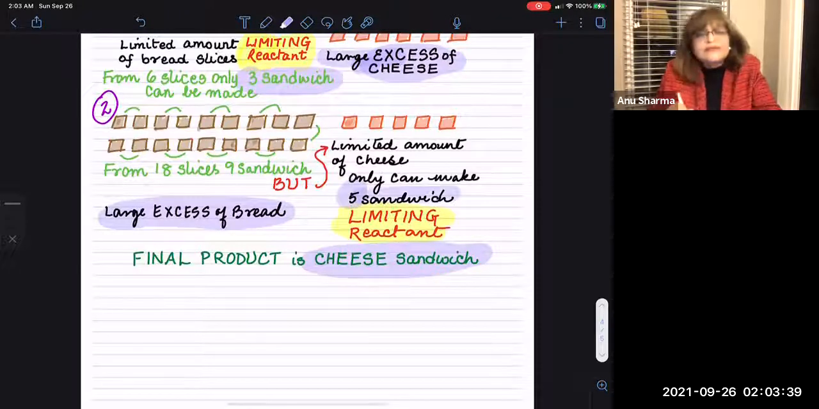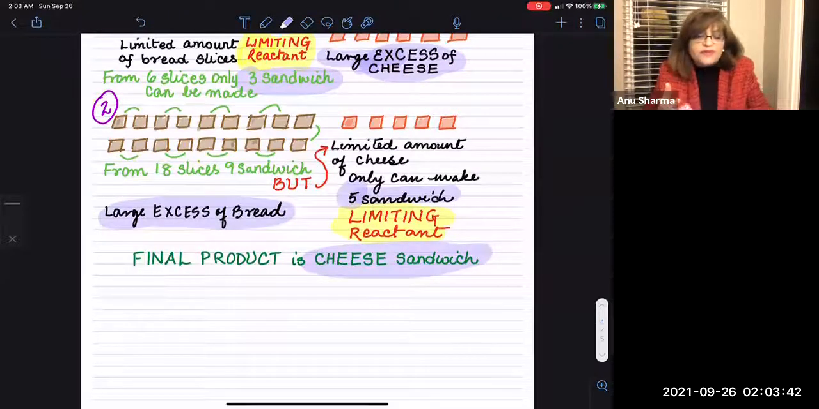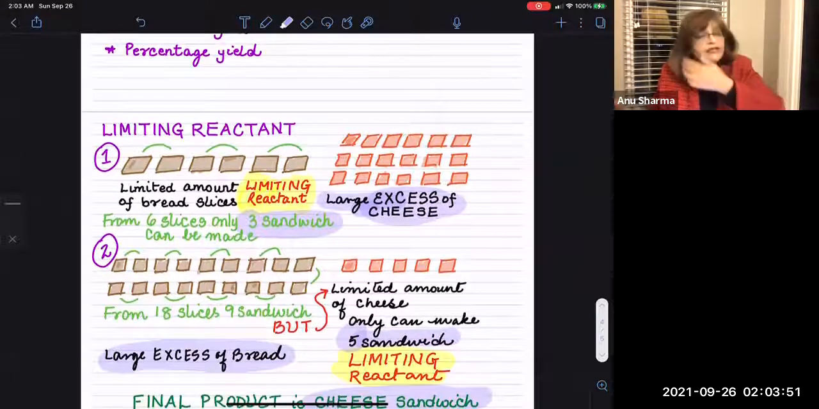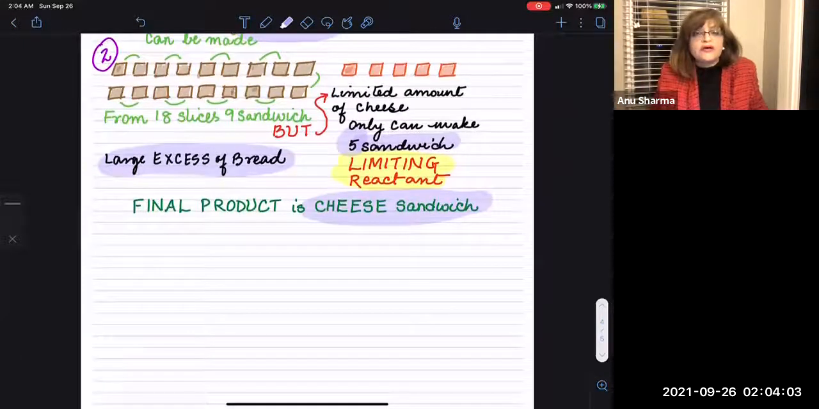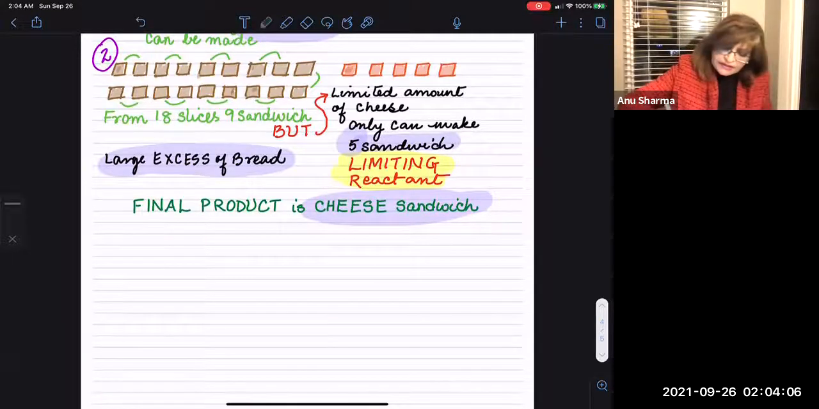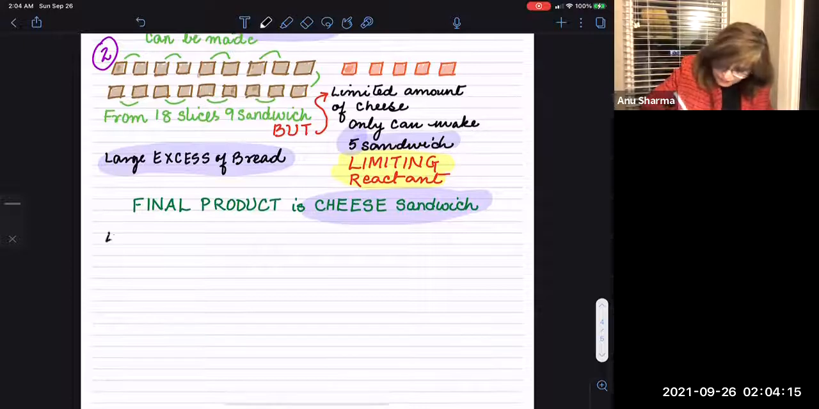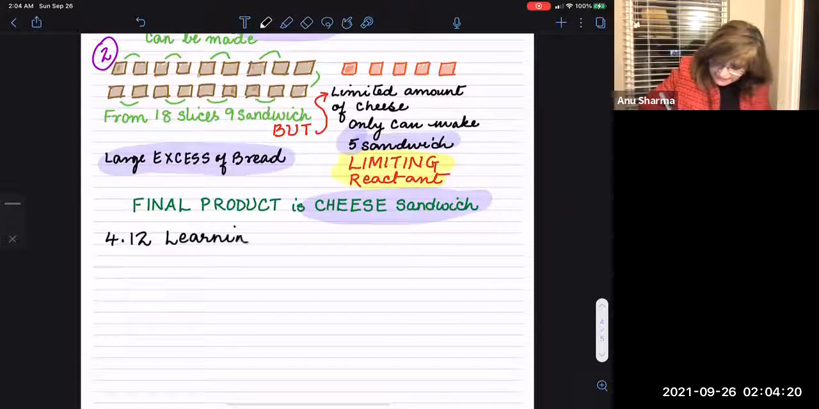So the concept of limiting reactant varies, it changes. In the first case, if we want to produce more cheese sandwiches, what will we do? We will bring in more slices of bread. In the second case, we need more of the cheese slices. This way you make the decisions on what you need to do, or you curb your expectations of the final product.